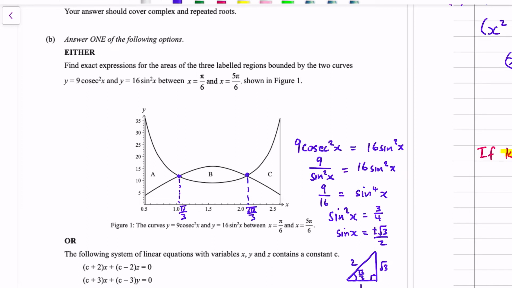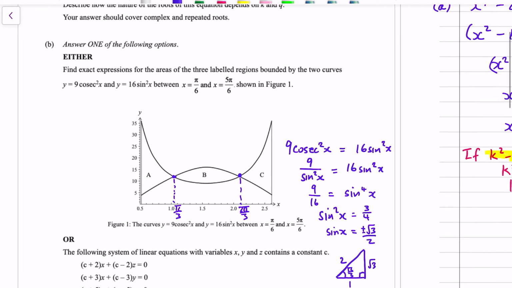So pi over 3 is basically 1, pi is basically 3, and 2 pi over 3 is just a bit bigger than 2. So that seems to match up with the graph quite nicely. Okay, the second thing we need to work out once we've found the points of intersection is what graph is on top.